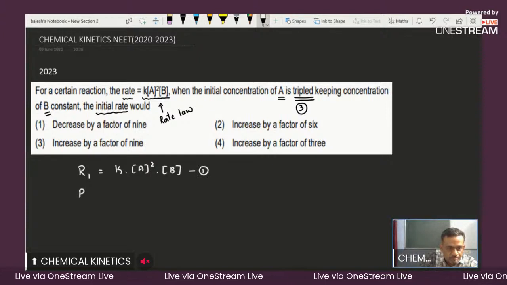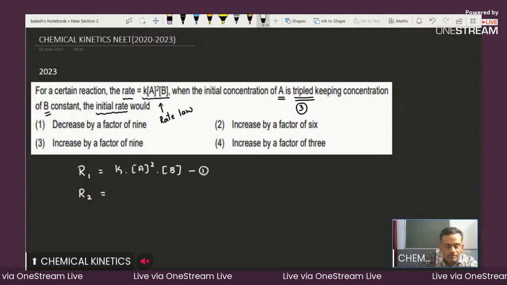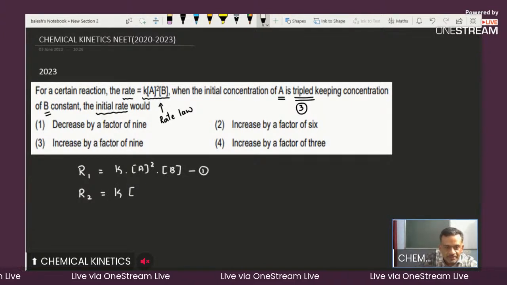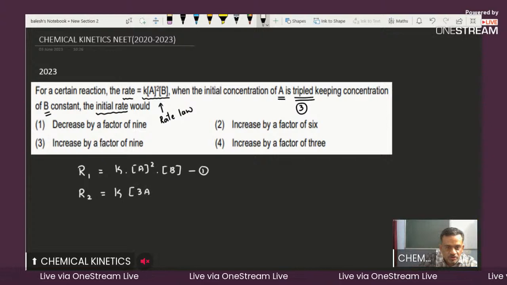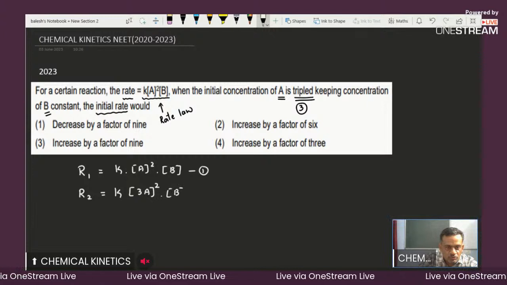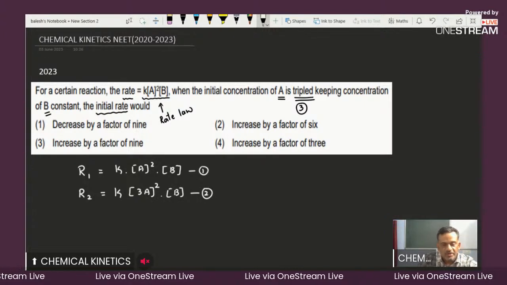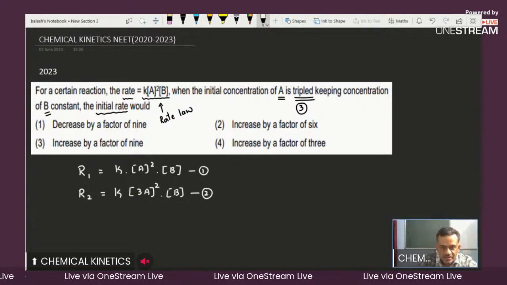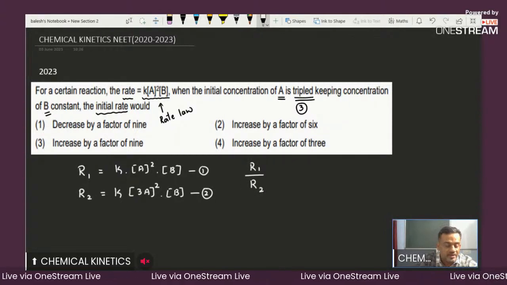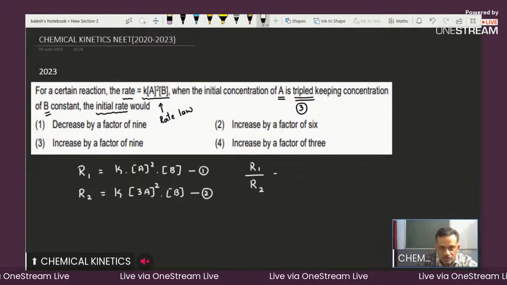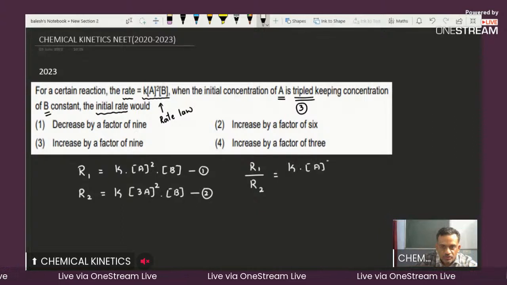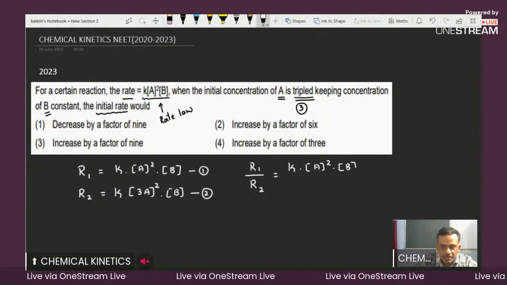So what change have they made? Whatever change they have made, I'll take it as the new rate, that is R2. What they have done to A is increase it three times. So instead of A, it becomes 3A, and 3A square. Nothing is changed with respect to B, so B is kept as it is, right? Now in order to get how much the rate has changed, I'll take the ratio R1 by R2. So what is R1? K into A square into B.